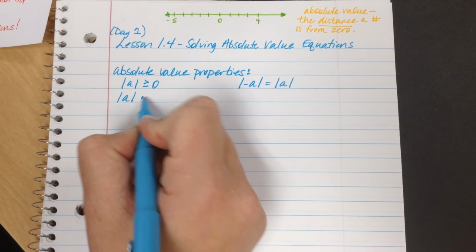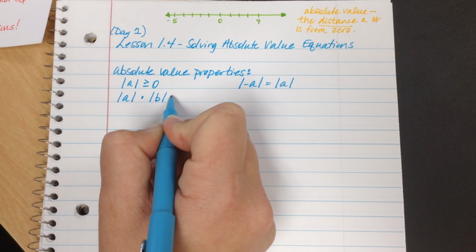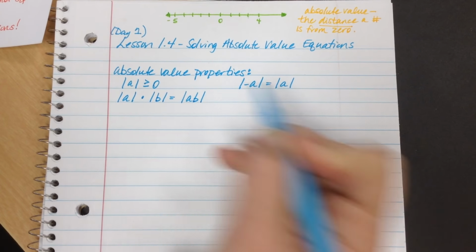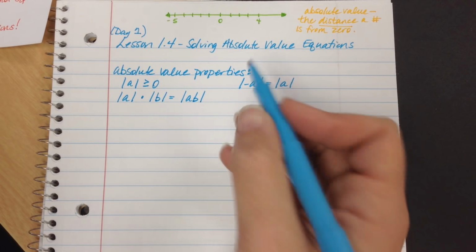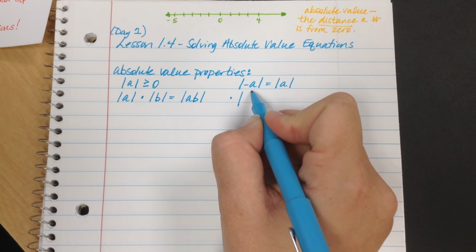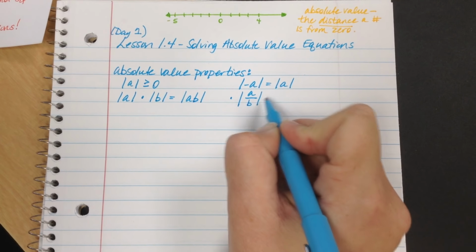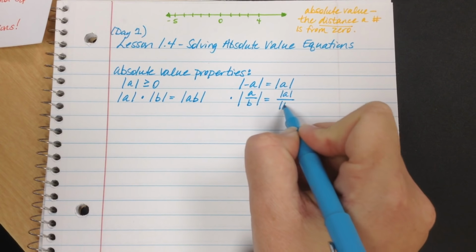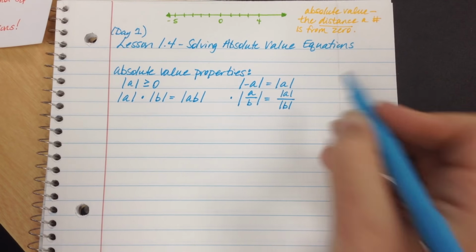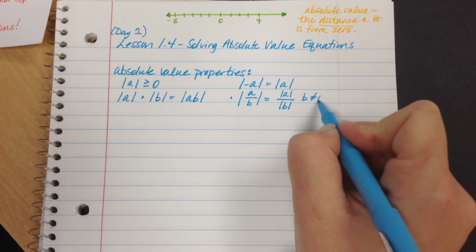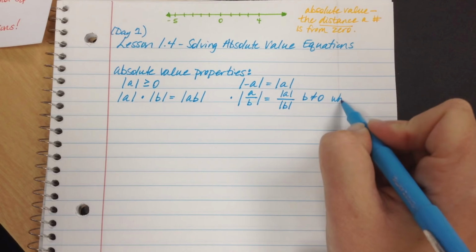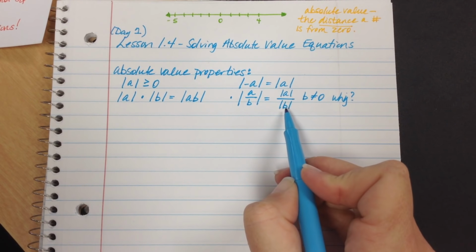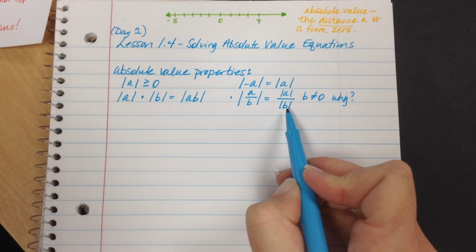The absolute value of a times the absolute value of b is equal to the absolute value of a times b. And lastly, the absolute value of a over b is equal to the absolute value of a divided by the absolute value of b. However, with this one, b cannot equal 0. Why is that? If b is 0, can you divide by it? Plug it in your calculator and see.